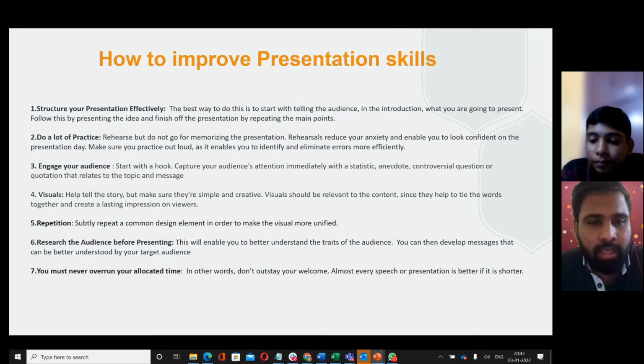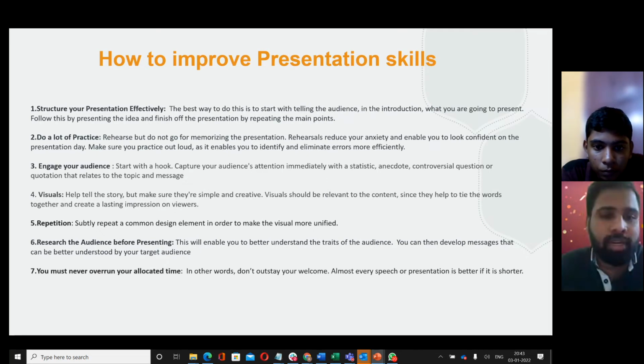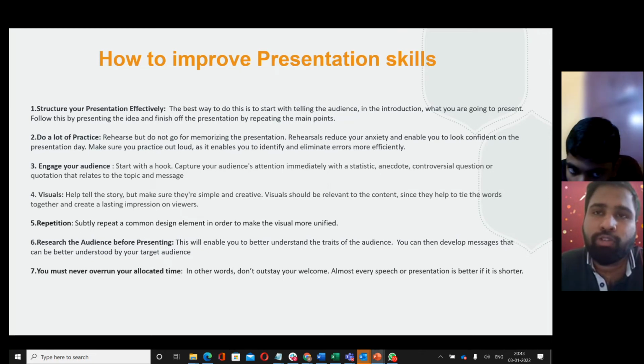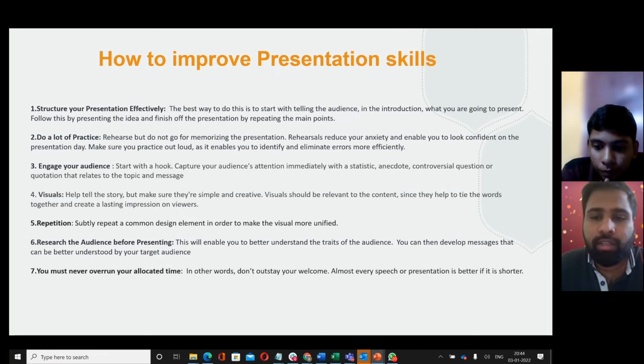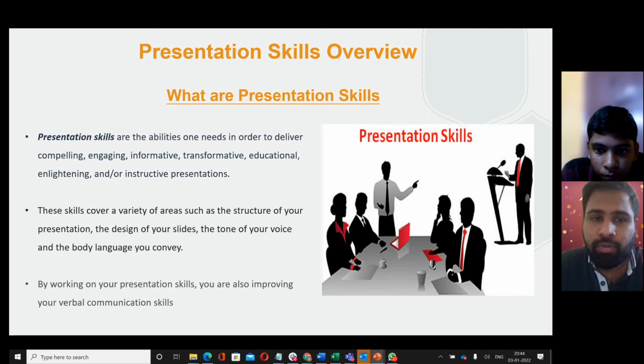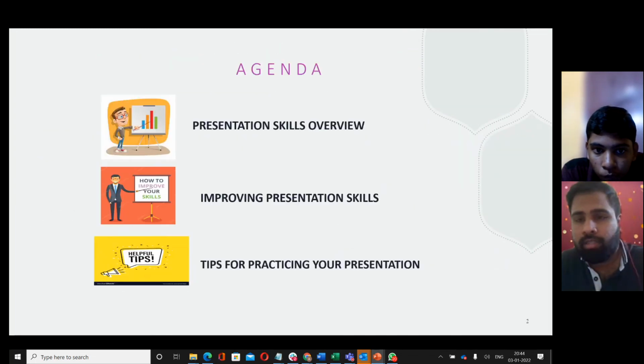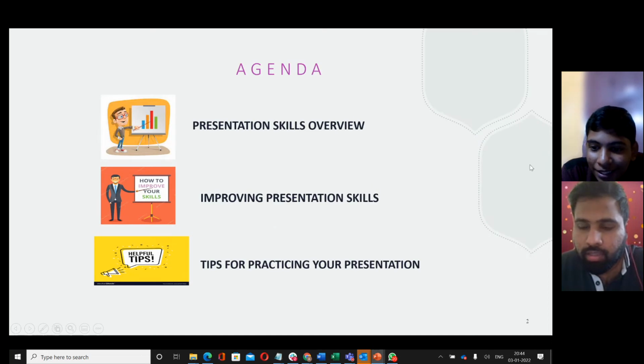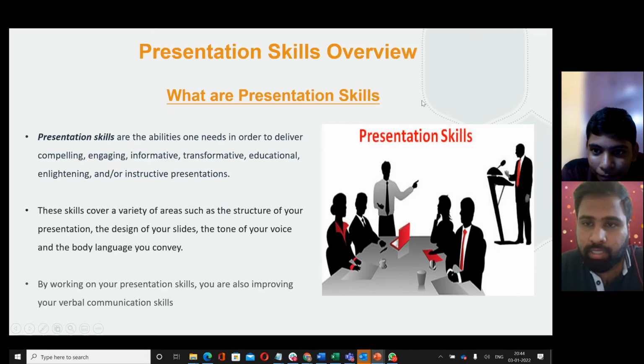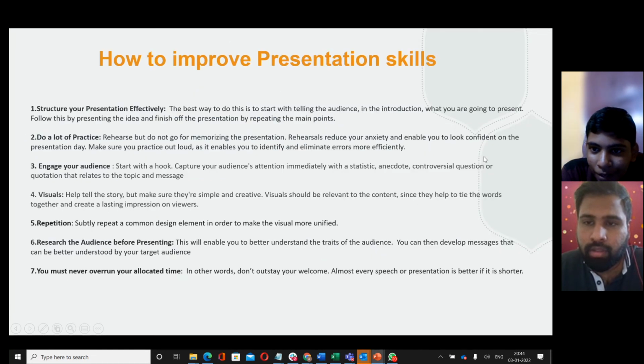Okay, repetition. So repetition again is repeating a common design element. You understood this, right? Design should be consistent. In all my slides, if you notice, this over here, you can see this, no? Some design. What about this? Same or no? Yes, same only.